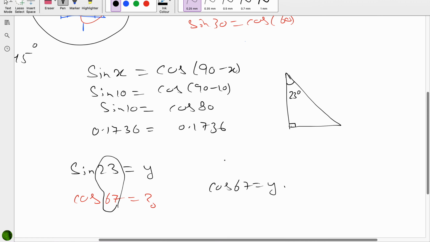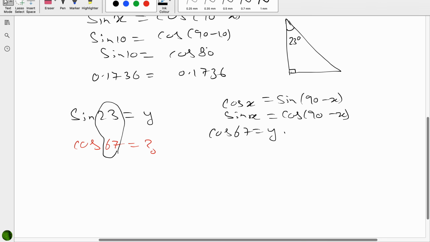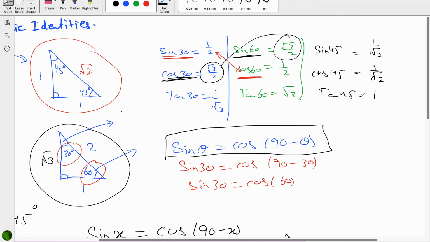Why so? Because of this identity. Cos x is equal to sine(90 minus x), or sin x is equal to cos(90 minus x). It is exactly the same thing. The angles are complementary. Is this part clear for 30, 60, 90 and 45?